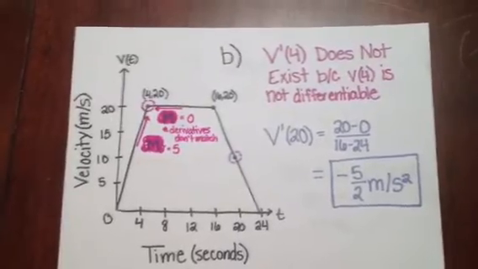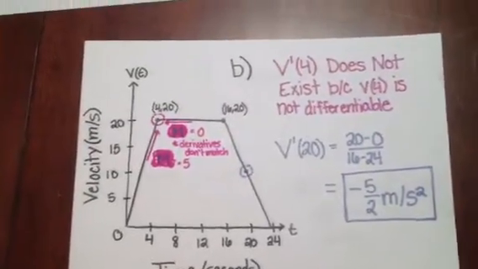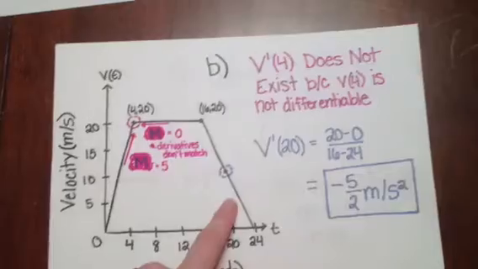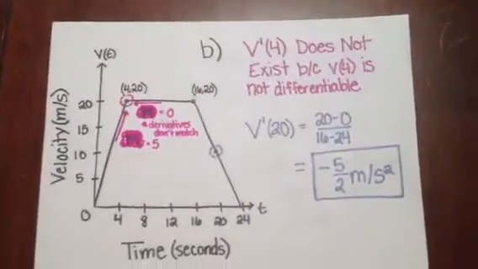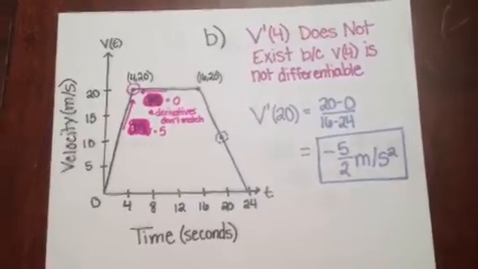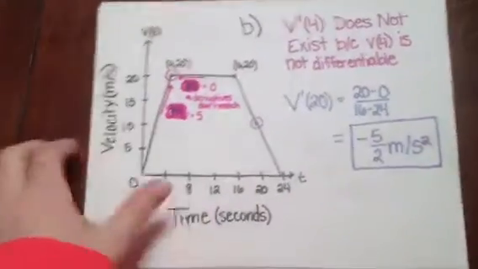V prime of 20 does exist, however, because the derivative approaching from both sides is equal. So we can solve as shown and get our answer to be negative 5/2 meters per second squared.